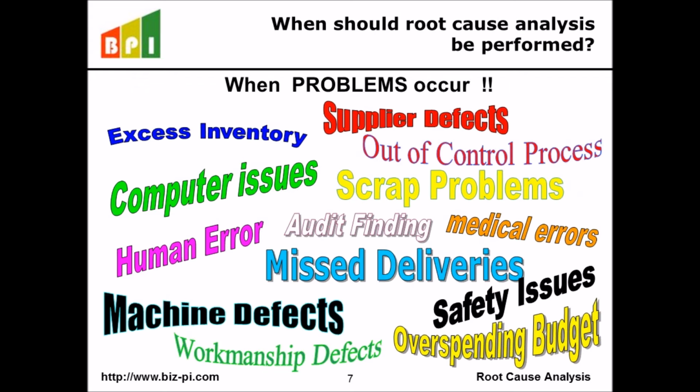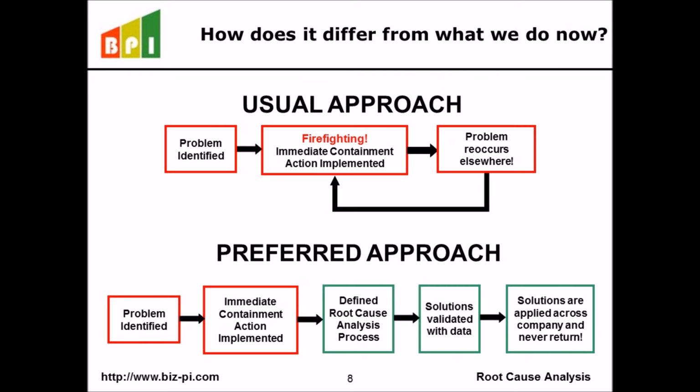When should we perform root cause analysis? Well, basically all the time. When you do not dig into a problem deep enough and get into the details of the problems, you should expect them to continue to recur time and time again. Some of the reasons why problems occur include supplier defects, scrap problems, audit findings, safety issues, budget problems, machine defects, excessive inventory, computer issues, and human errors.